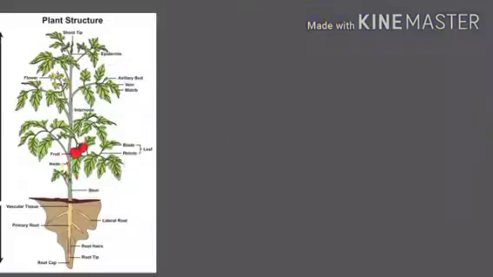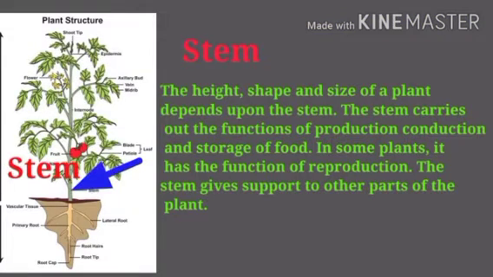Stem. The height, shape, and size of a plant depend upon the stem. The stem carries out the functions of production, conduction, and storage of food. In some plants, it has the function of reproduction. The stem gives support to other parts of the plant.